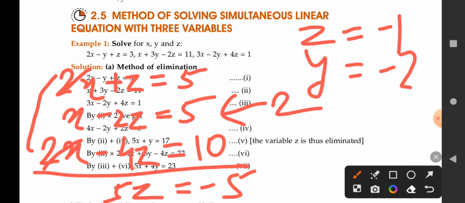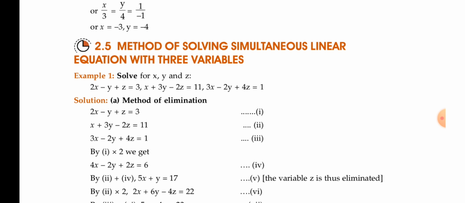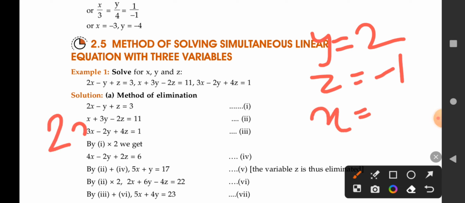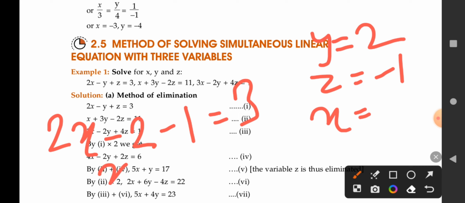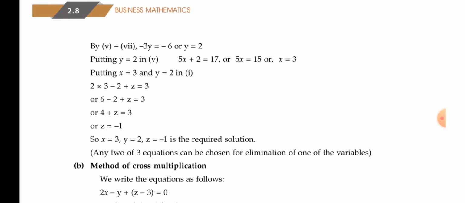Am I doing it right? Y was minus 2. Okay, y was 2 and z was minus 1, right? Y was 2, z was minus 1, and substitute for x. So 2x minus 2 minus 1 is equals to 3. So you get x is equals to 3 plus 3, 6 divided by 2 is equals to 3. So 3, 2 and minus 1. Right.